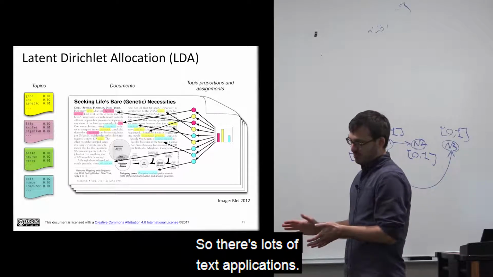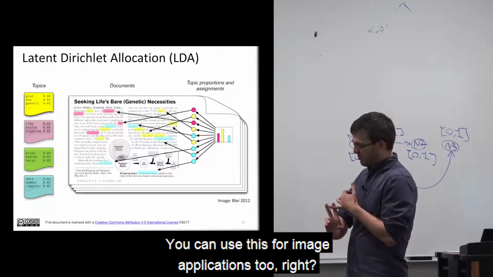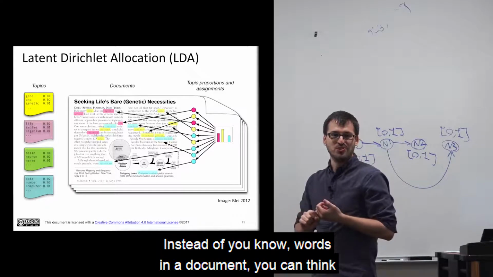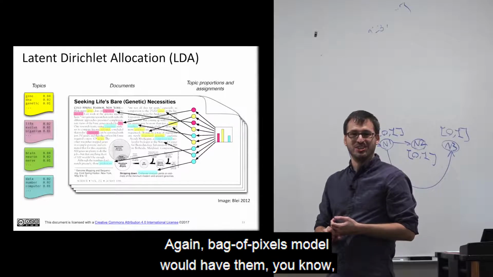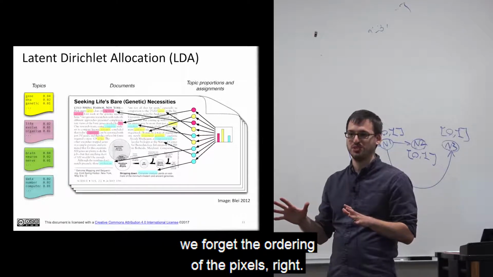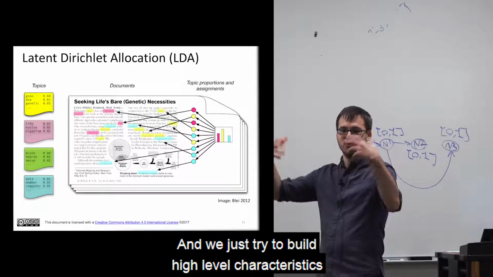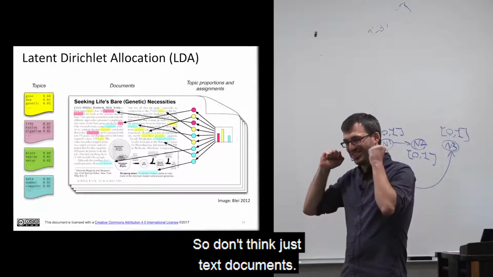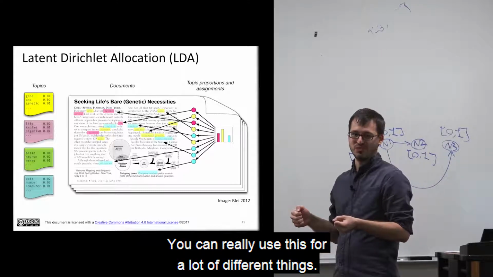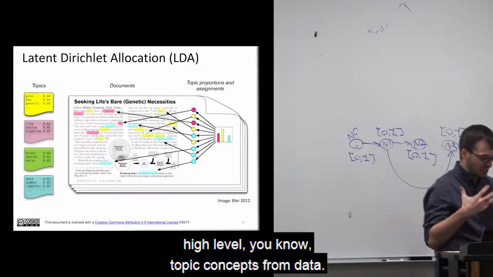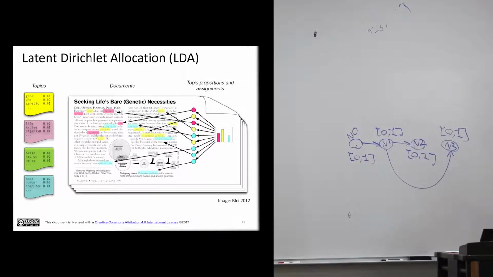So there's lots of text applications. You can use this for image applications too. Instead of words in a document, you can think of pixels in an image. Again, a bag of pixels model, where we forget the ordering of the pixels, and we just try to build high-level characteristics out of them. So it's really broadly applicable. Don't think just text documents. You can use this for a lot of different things. It's very good at extracting high-level ideas, high-level topic concepts from data.